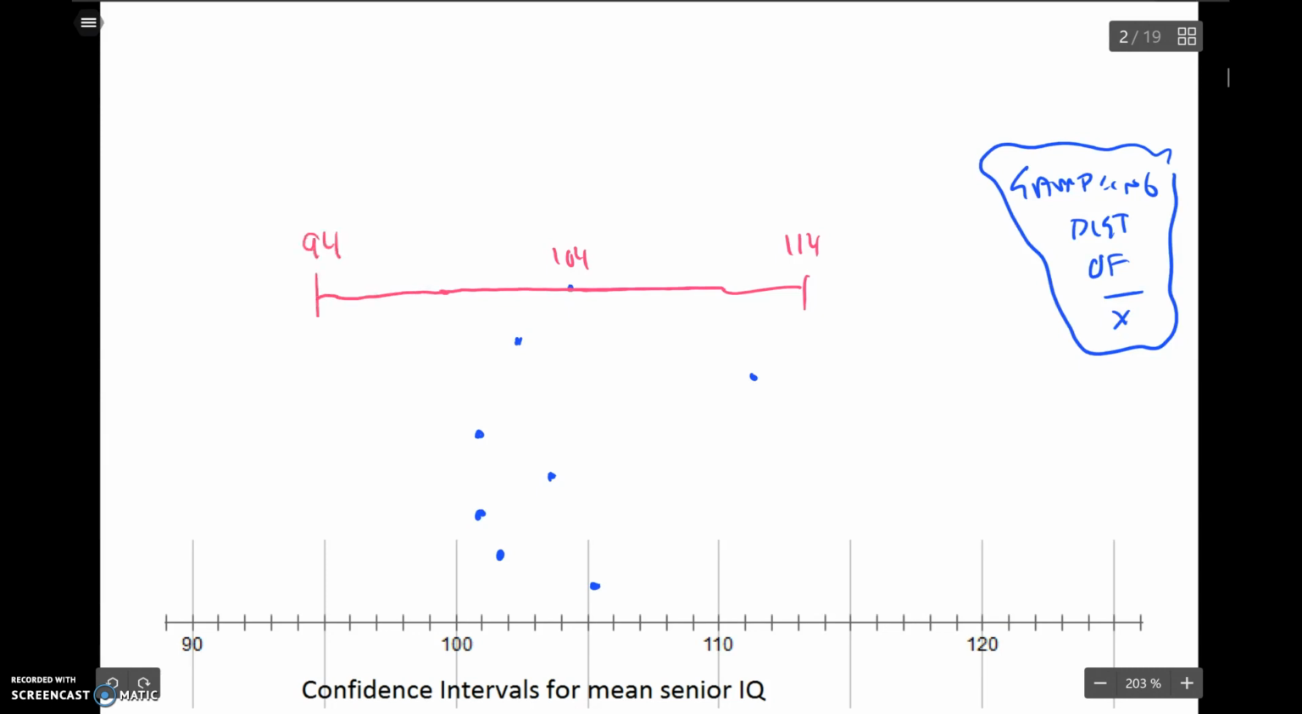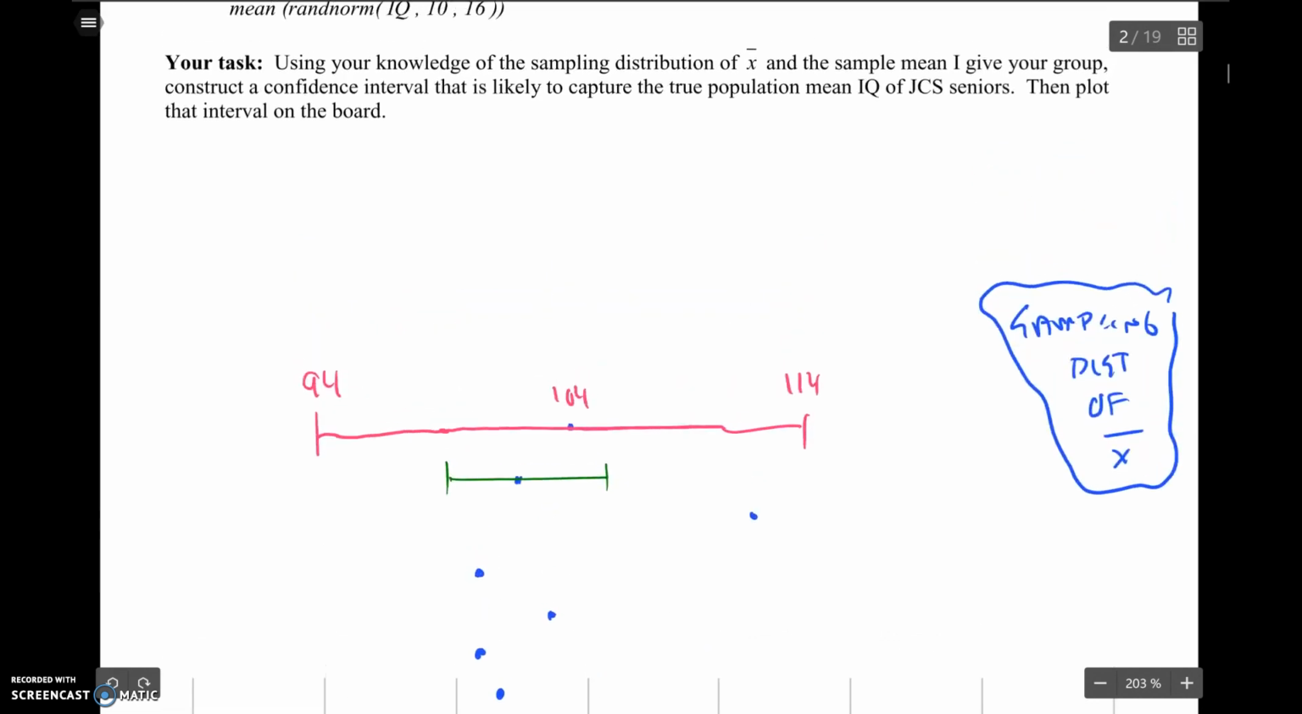Some kids did stuff like that. Other people said, I'm going to add 5, and some people just did it haphazardly. I was hoping people would put a little more thought into it. I said, use your knowledge of the sampling distribution of X bar. After all, these points are described by the sampling distribution of X bar. It's centered about the true population mean.